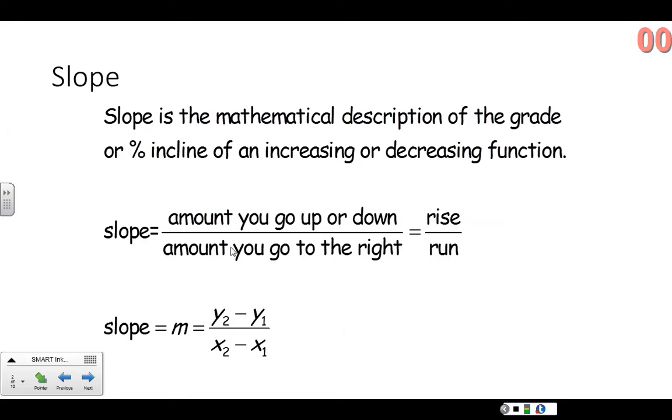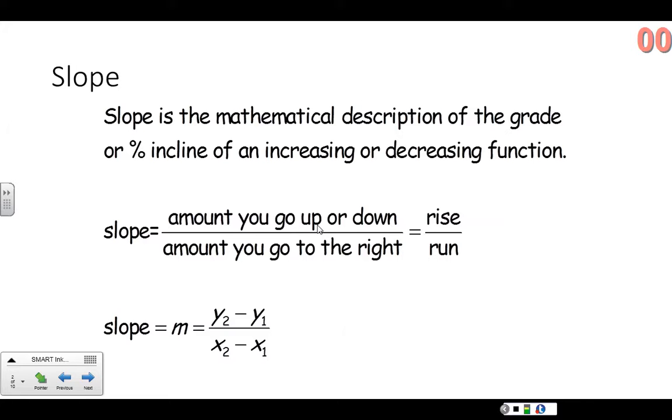So slope, actually, we can use a ratio to explain what's going on when you're measuring slope. It's the ratio of the amount you go up or down, which we call the rise, over the amount you go to the right, so the run. Rise over run. And that's how I always measure it. I always talk about how much you would go from one point to the other, how much you would go to the right, and the amount you go up or down.